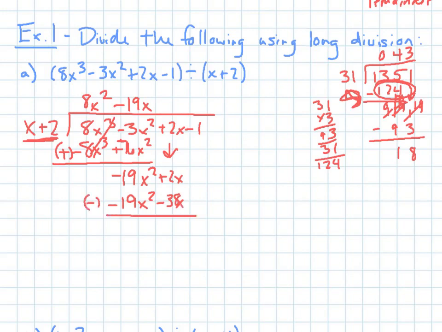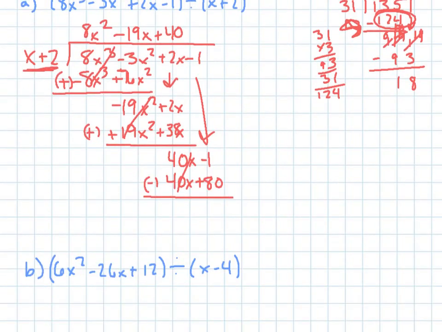I want to subtract. Here would be a good idea to switch your signs. So then the x squareds cancel out. 2 plus 38x would be 40x. And then bring down your 1. So now what times x gets you 40x? It would be 40. So then multiply those, get you 40x. 40 times 2 gets you 80. Subtract. So the 40s cancel out. Or you could say negative 1 plus negative 80 gets you negative 81.